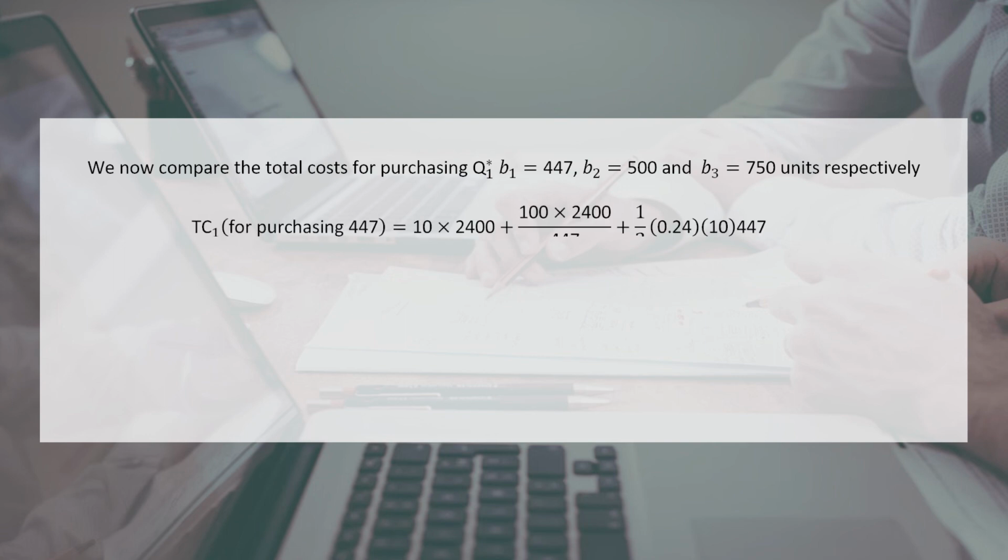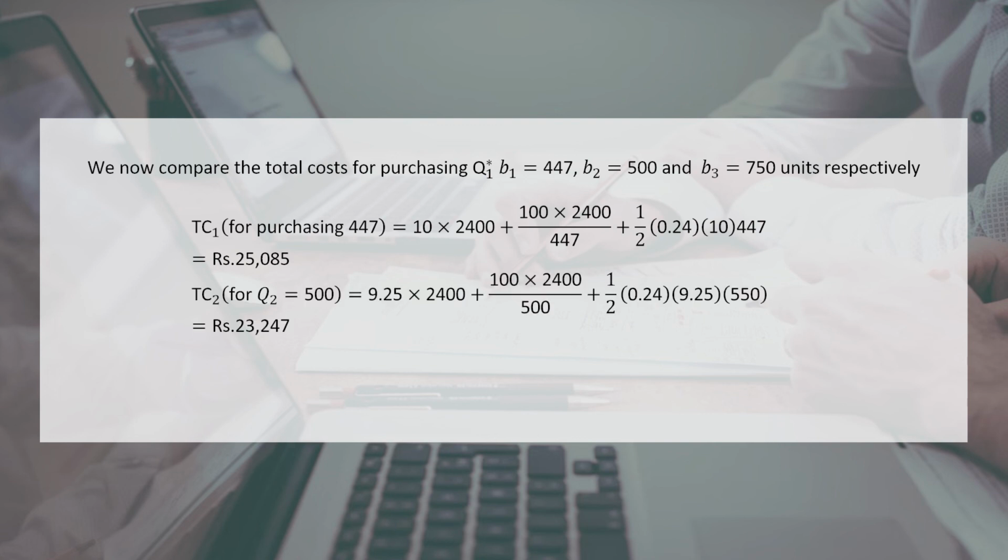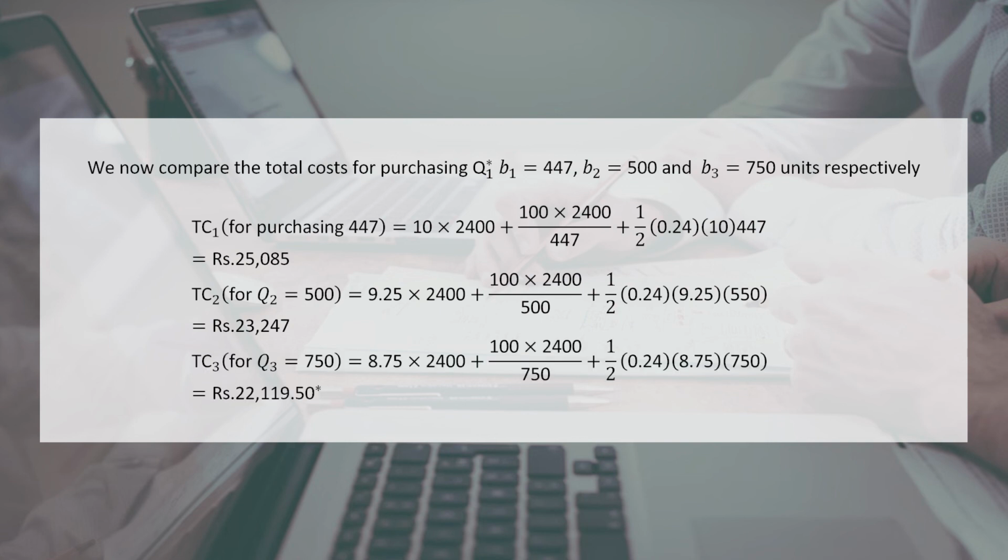You can see in the total cost scenario TC1, it comes to 25,085. In TC2, you are getting 23,247. And TC3 is 22,119.50. If we compare all three scenarios of the total cost under different pricing, we can find that the economic order, that is the purchase quantity, comes out to be 750 units. These are the steps, 1 to 5, which I have discussed in order to arrive at the economic order quantity.